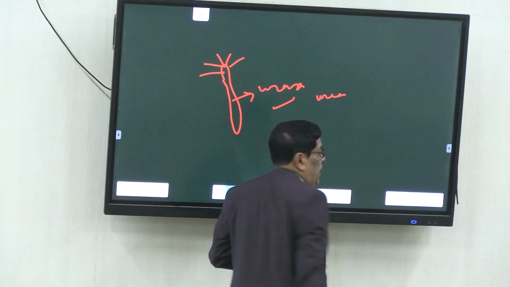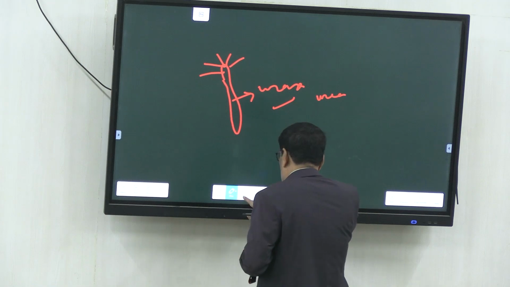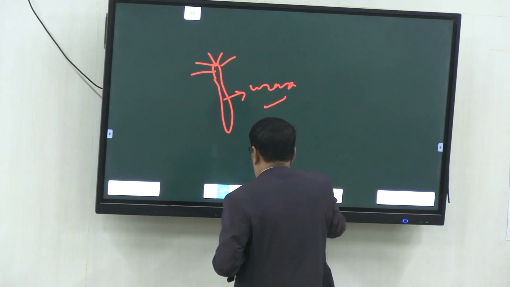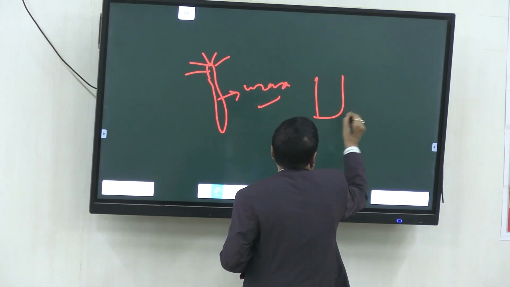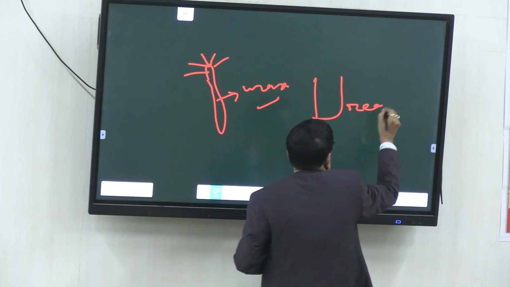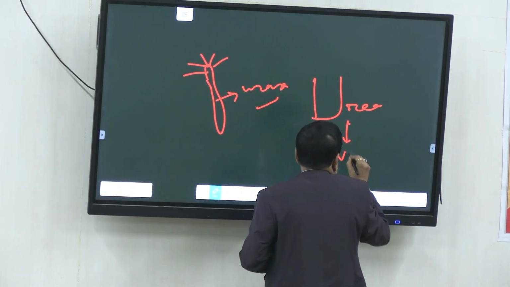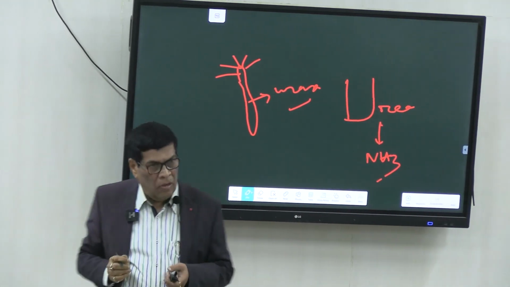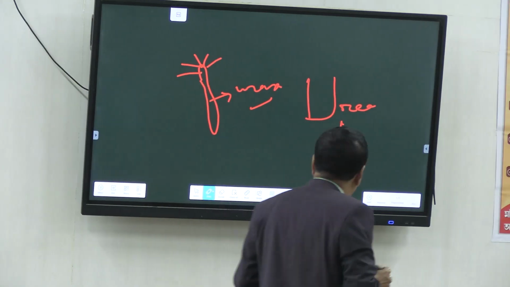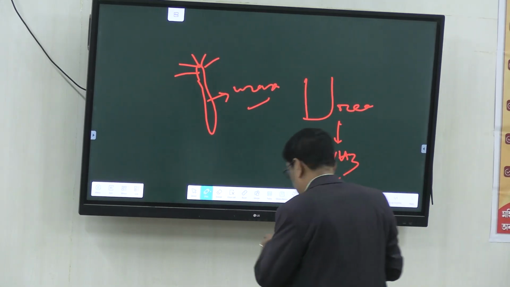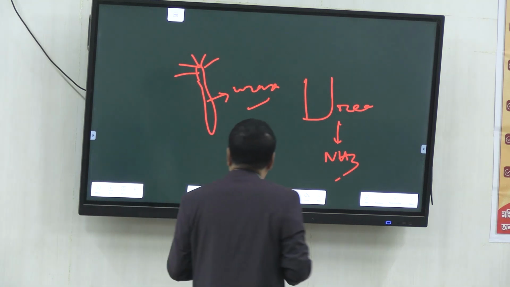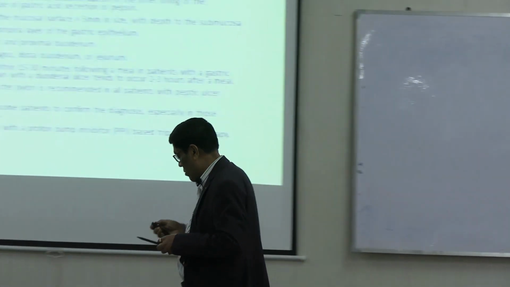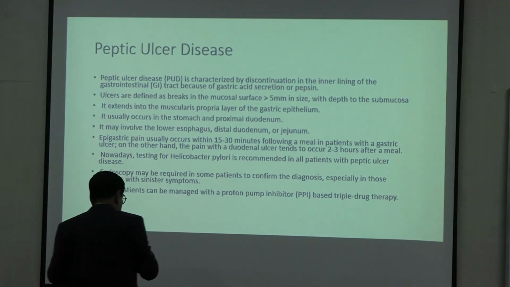Urea is taught to you in biochemistry. Is it taught? Urea will be broken down into ammonia. This environment will be changed in the stomach. Alright. So it causes the environmental changes in the stomach and helps in secretion of hydrochloric acid in the stomach.